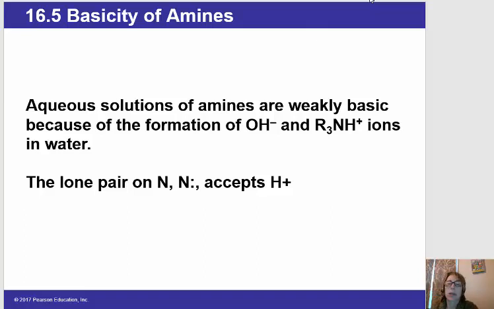So when we talk about the basicity of amines, one of the things we want to remember is that an amine always has a nitrogen with a lone pair, and that lone pair of electrons will always accept a proton from any acid. So this statement here, aqueous solutions of amines are weakly basic because of the formation of hydroxide and quaternary ammonium ions in water. It's a seemingly simple statement, but it actually expresses a relatively complex set of processes. So let's take a look at those.